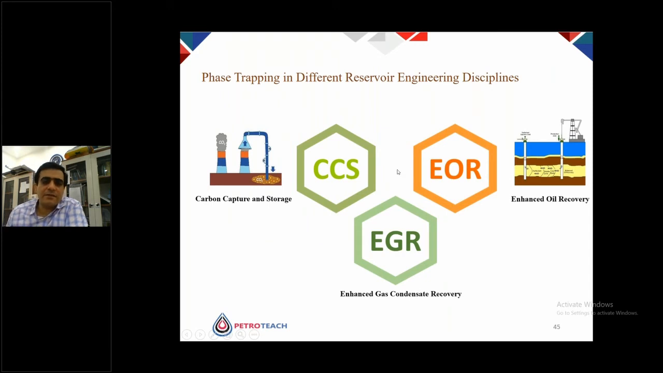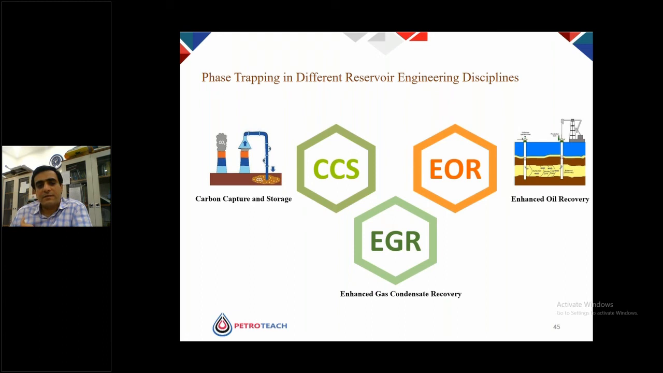The phase trapping concept is a little bit familiar to the reservoir engineers. We know that the target of enhanced oil recovery approach is to mobilize the trapped phase in the oil reservoirs, and the target of the enhanced gas condensate recovery approach is to remobilize the trapped gas condensate in the gas reservoirs. And on the other side, the target of the carbon capture and sequestration approach is to trap this carbon dioxide inside the reservoir. You see, the concept of the trapping is different from CCS and from EOR and EGR.